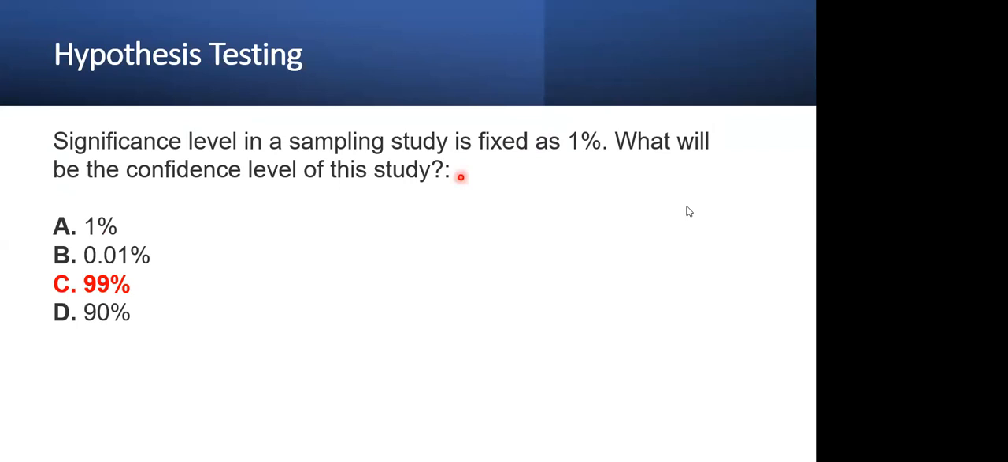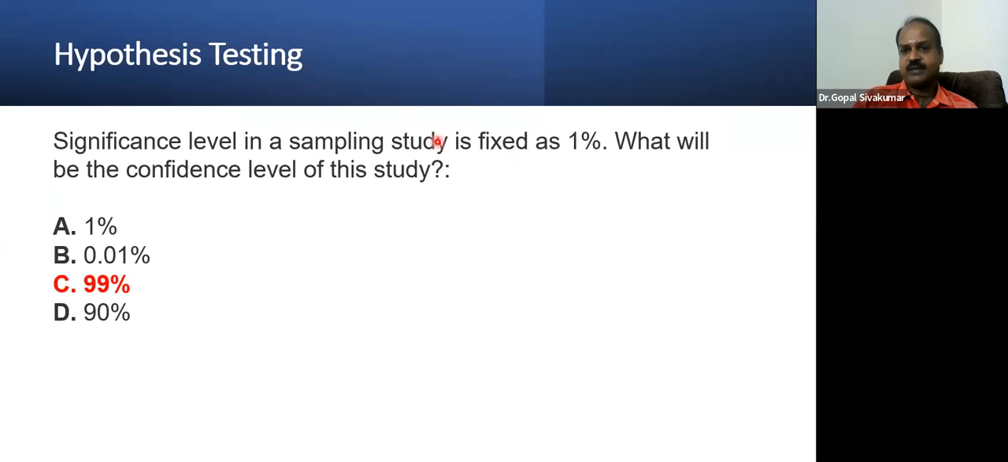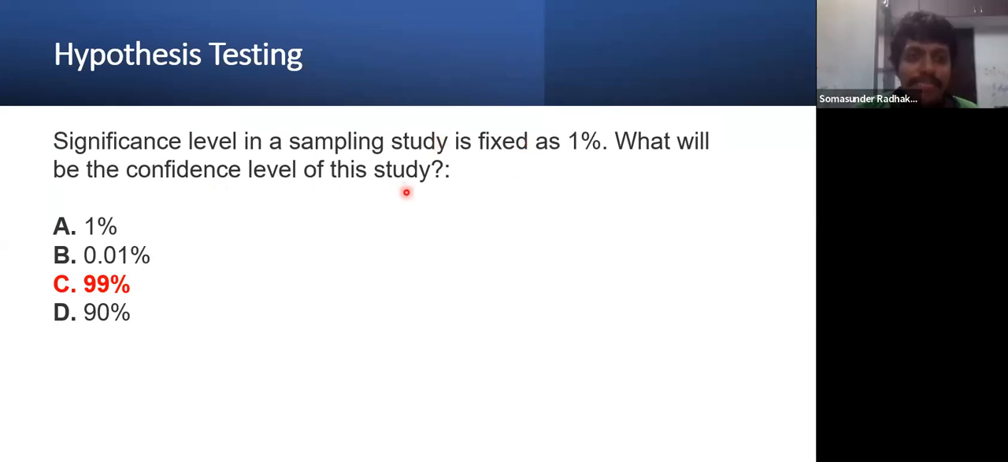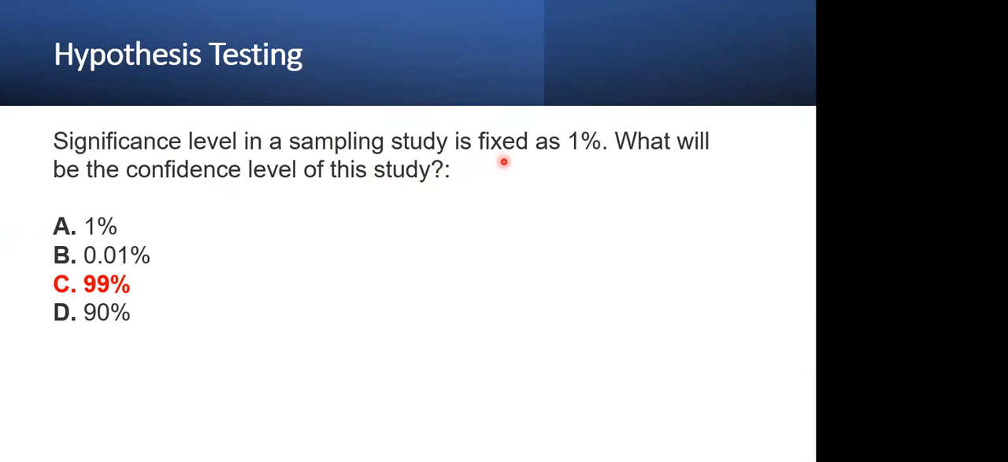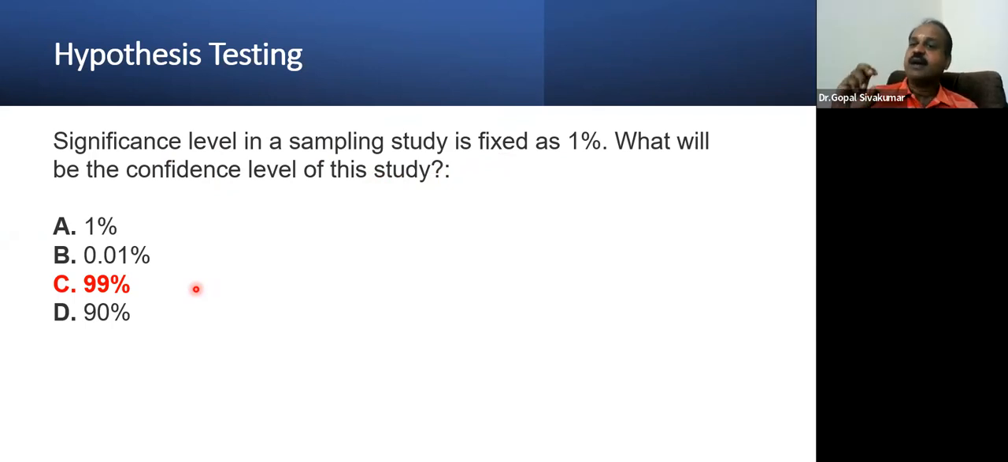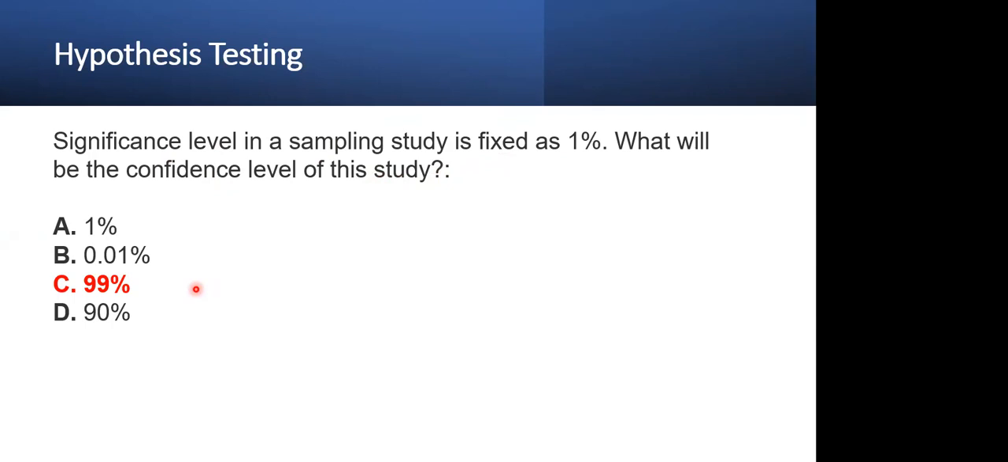Significance level in a sampling study is fixed as 1%. What will be the confidence level of this study? 99%. Now, what are the other possible statements giving the same meaning? Level of significance 1% means 99% confidence level. If 5% is there, then 95% will be the correct answer. Right? Very good.